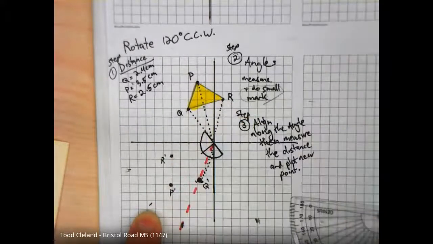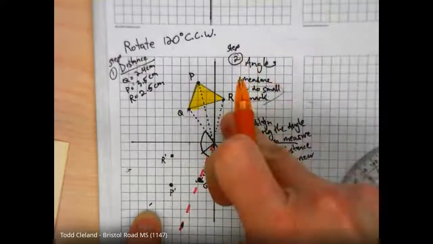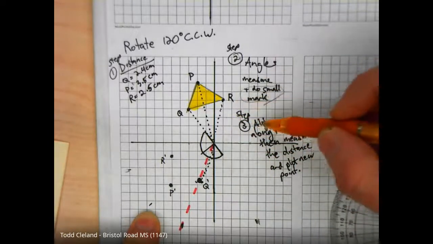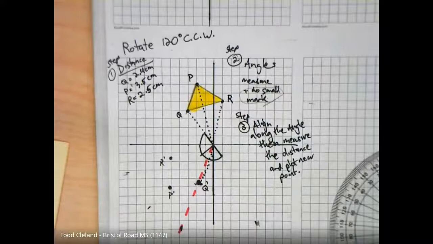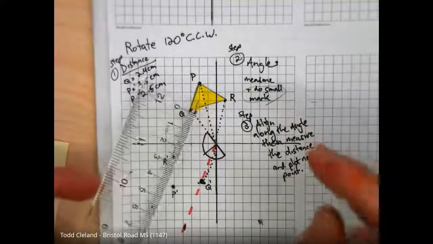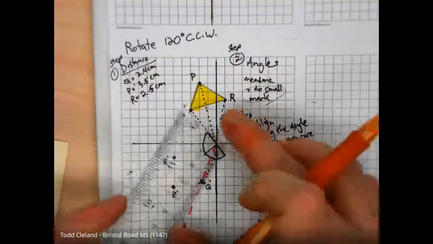Otherwise, just mark the end points. And I do all 3 points in this case. Once I've got all of those marks, I then move on to step 3, which is I need to align along the angle using my ruler exactly the distance that I wrote down before and mark that point.